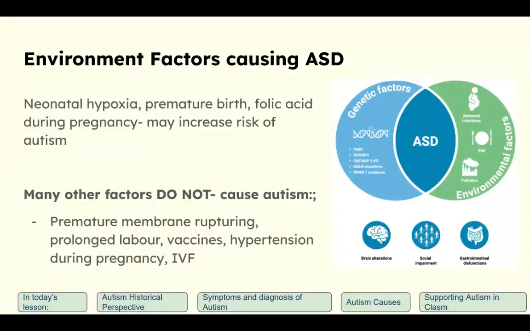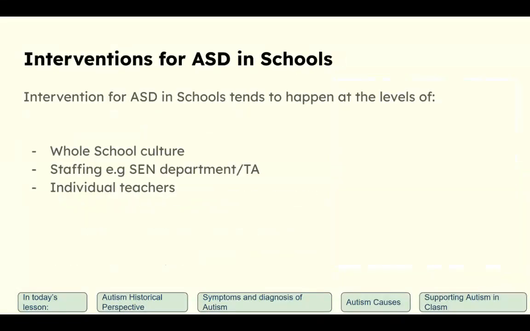Many other factors, however, do not cause autism, despite what misinformation may be spread, including premature membrane rupture, prolonged labour, vaccination, high blood pressure during pregnancy, and IVF are not environmental factors that are associated to increase autism.